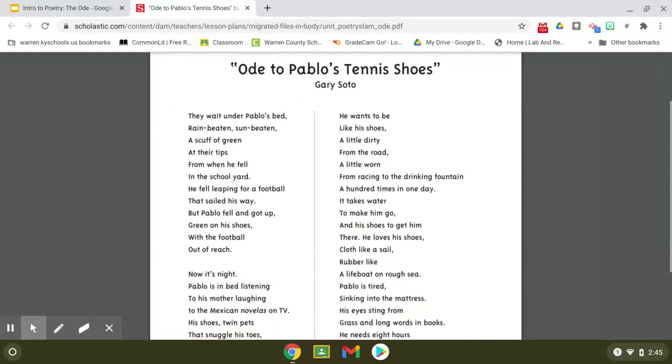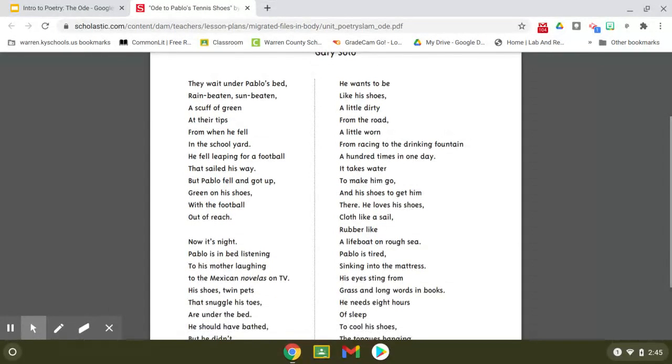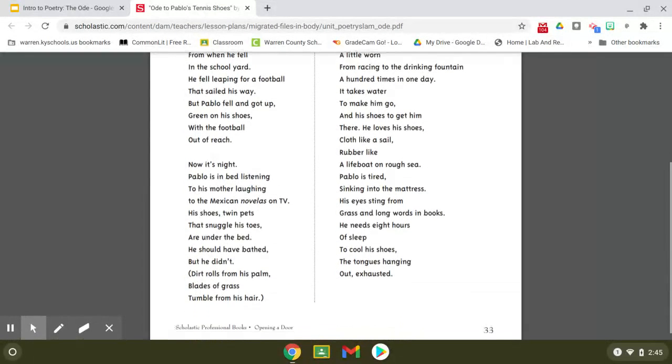They wait under Pablo's bed, rain-beaten, sun-beaten, a scuff of green at their tips from when he fell in the schoolyard. He fell leaping for a football that sailed his way, but Pablo fell and got up, green on his shoes with the football out of reach. Now it's night. Pablo is in bed listening to his mother laughing to the Mexican novellas on TV. His shoes, twin pets that snuggle his toes, are under the bed. He should have bathed, but he didn't.